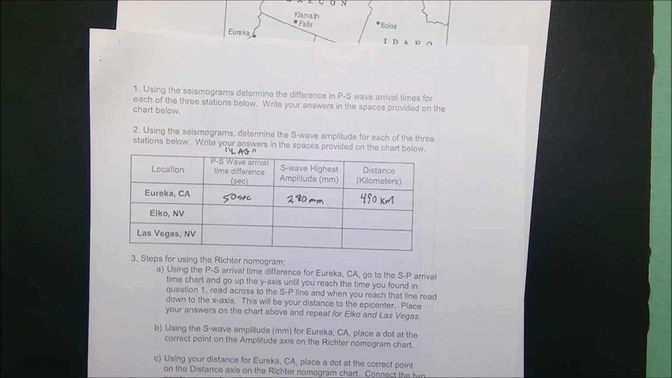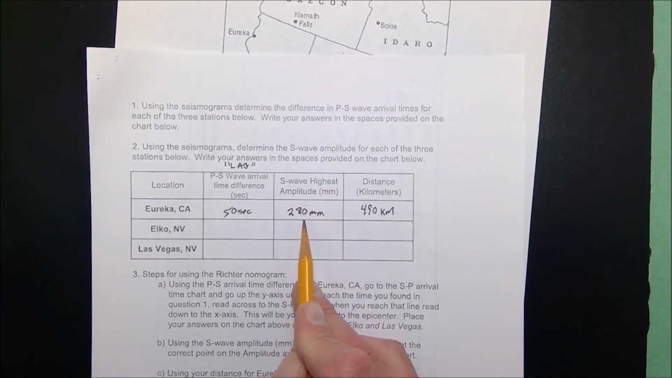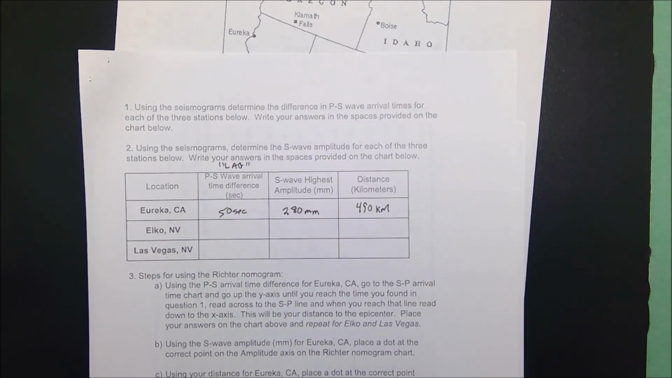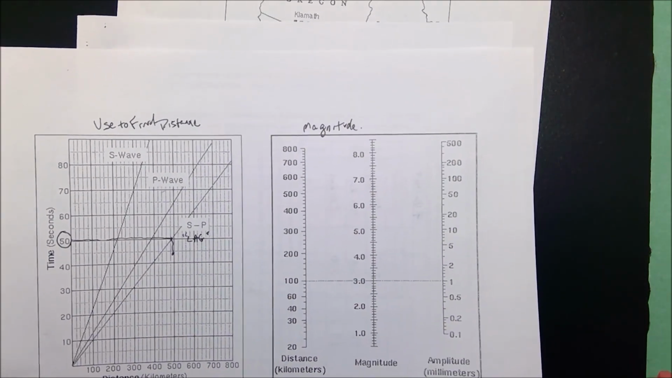Now, to use the Richter nomogram part, I've got my height of the S wave, the maximum amplitude or height, is 280 millimeters, and my distance is 490 kilometers. So I'm going to go to my Richter nomogram, and of course I can't find it, here we go. My Richter nomogram is here.